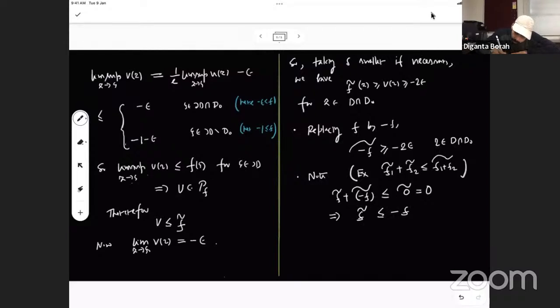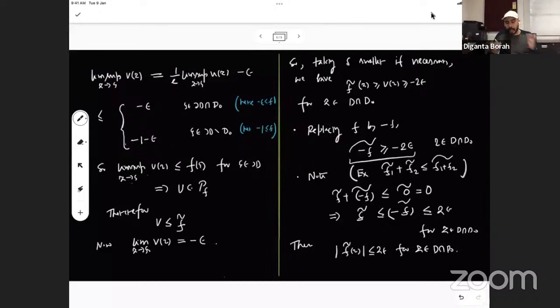minus of F tilde. But now if you combine this, it is less than or equal to 2 epsilon. So for Z in, thus we have proved that mod of F tilde of Z is less than or equal to 2 epsilon for Z in the intersection Q. Okay, so given epsilon, we actually found this disk D naught where this holds.